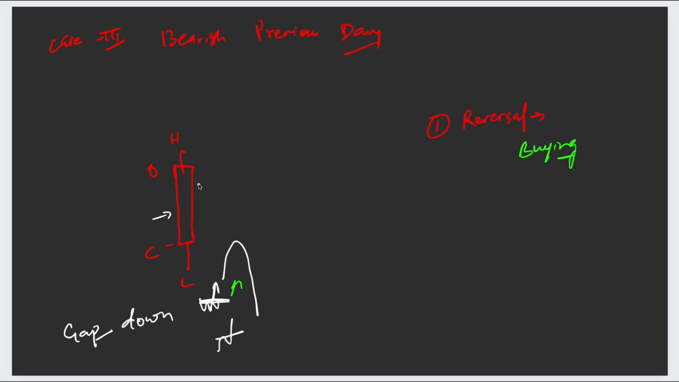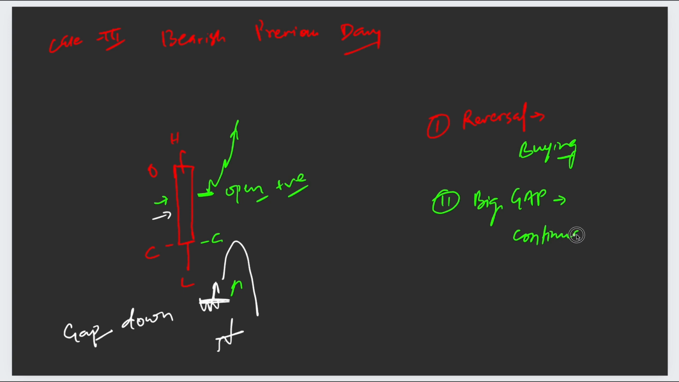And again, if the close was there and the market opened a big gap up near this area, then here we have to go for continuation in the direction of the gap. In both cases, we will go for buying, but in one case it'll be for reversal or gap filling, and in another case it will not be for gap filling, it'll be for continuation. It will be our third case.